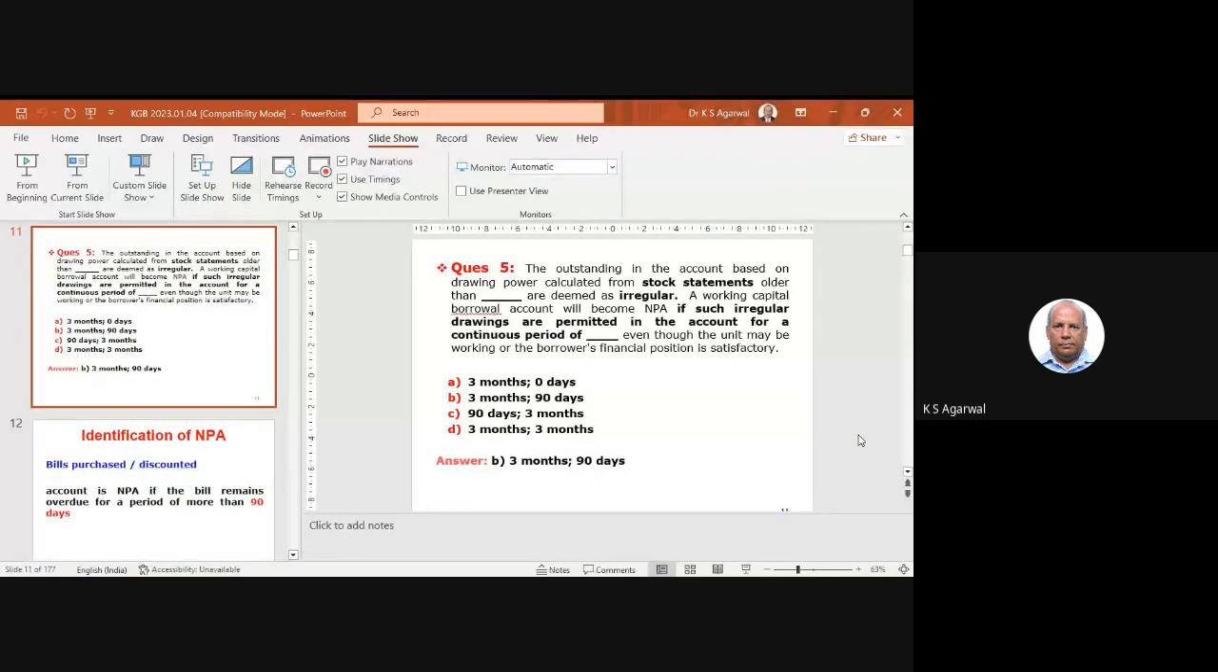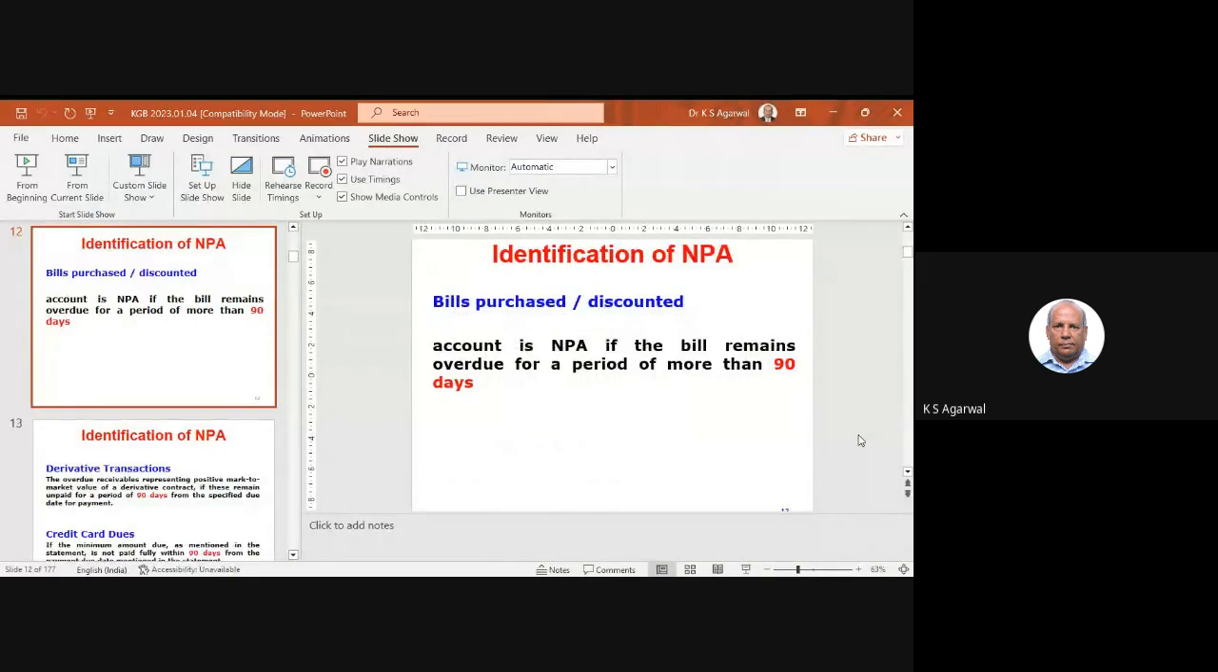Question 4, I am omitting. Question 5, I am omitting. Bills purchased and discounted. We have seen how the account is categorized as NPA in case of term loan, in case of CC, in case of OD. Now we come to bills facility.